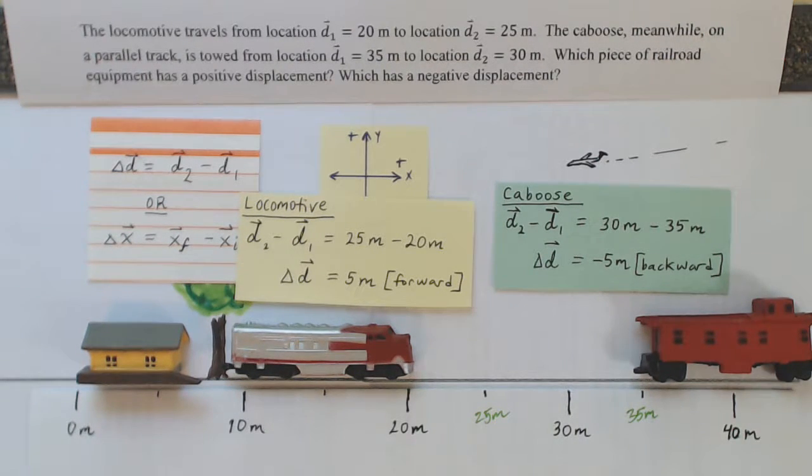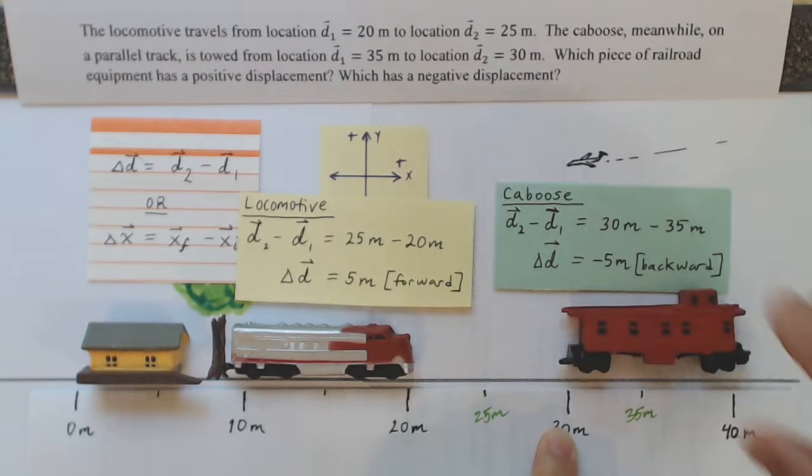So to answer the question then, the locomotive had the positive displacement because it moved 5 meters in the forward direction, and the caboose had the negative displacement because it moved 5 meters backwards or in the negative direction.